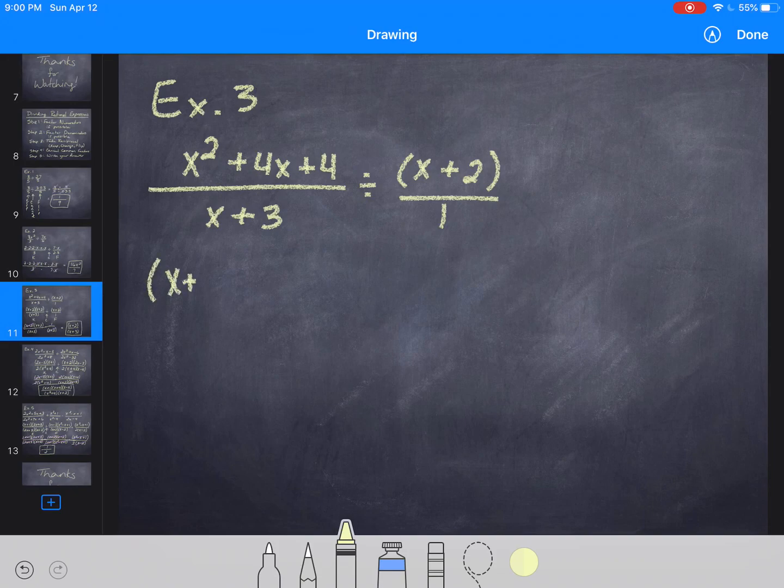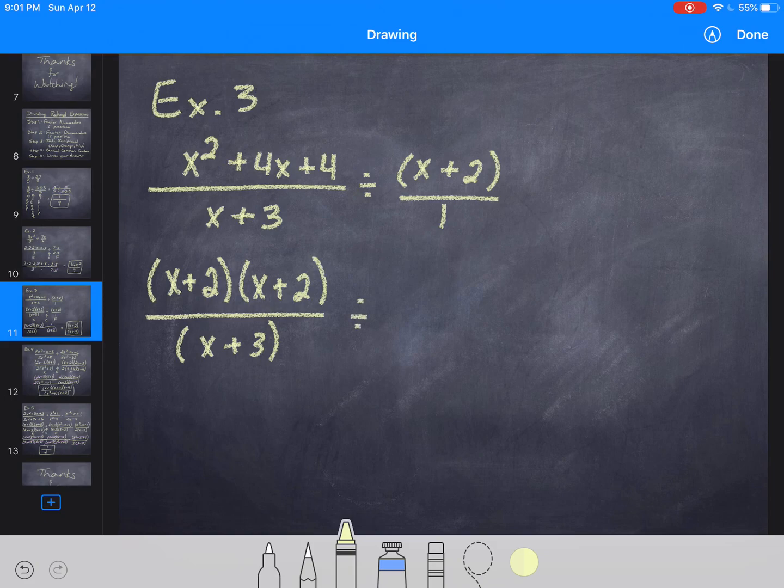My factors end up being x plus 2 and x plus 2. In my first denominator, I have x plus 3. X plus 3 cannot be factored at all, but I am going to put it in parentheses so that way I know that this x and this plus 3 are linked together. I still have divided by, and I have my x plus 2 in my numerator, which is unfactorable, divided by my 1 in my denominator, which is also unfactorable.